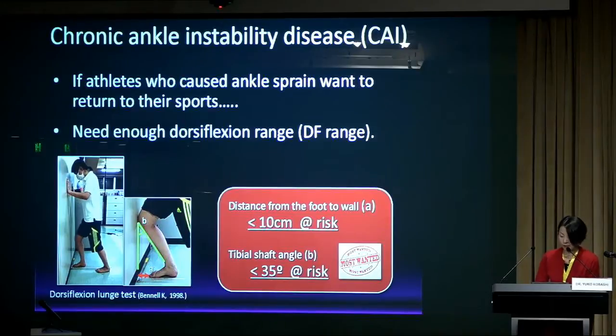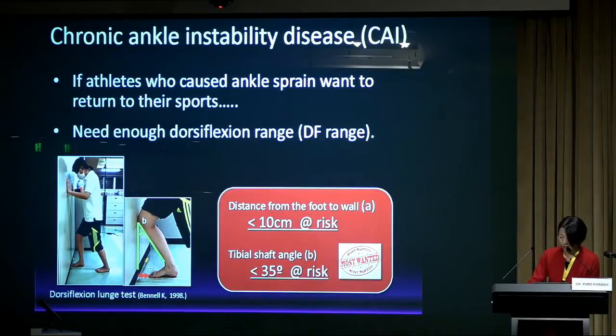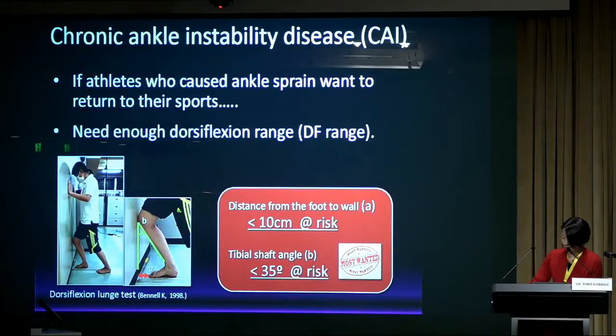For athletes, recovery of dorsiflexion after the ankle sprain is the most important thing. Lack of dorsiflexion range increases risk of re-injury and limitation of activities. The dorsiflexion lunge test is a weight-bearing test performed by placing the foot perpendicular to the wall and lunging the knee towards the wall. And about this.